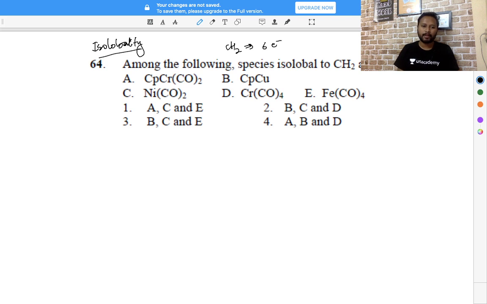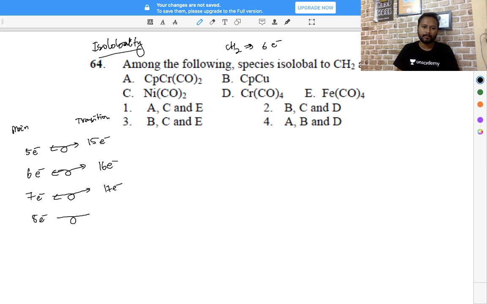Generally isolobality is done this way: if a main group species has 5 electrons, it is isolobal with a 15 electron transition complex. A 6 electron species is isolobal with a 16 electron species, 7 with 17, and 8 with 18. Now in this question we have CH2, a 6 electron species, so you have to check in the transition metal complexes where you have 16 electrons.